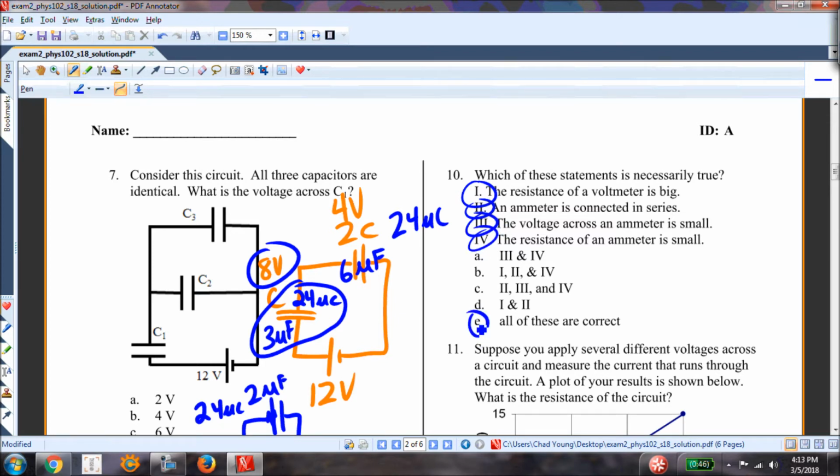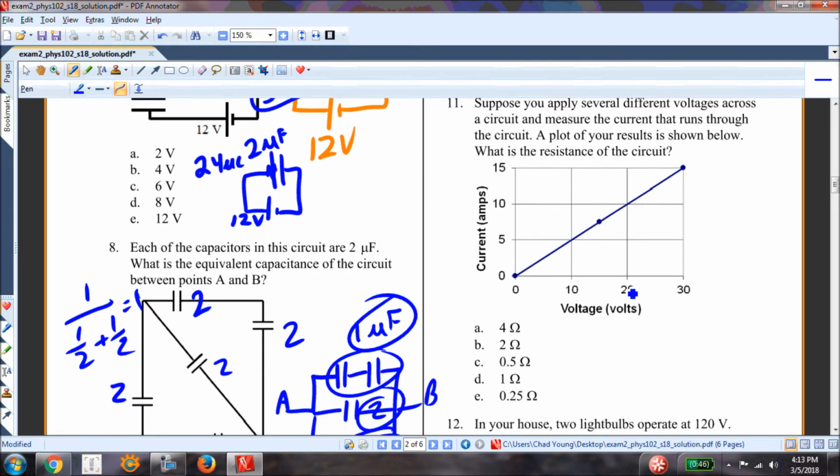E is right. You might have put B. That was probably the most common answer. But the voltage across an ammeter is small because the resistance of an ammeter is small. If resistance is really small, that means that my voltage is going to be small for a reasonable current.